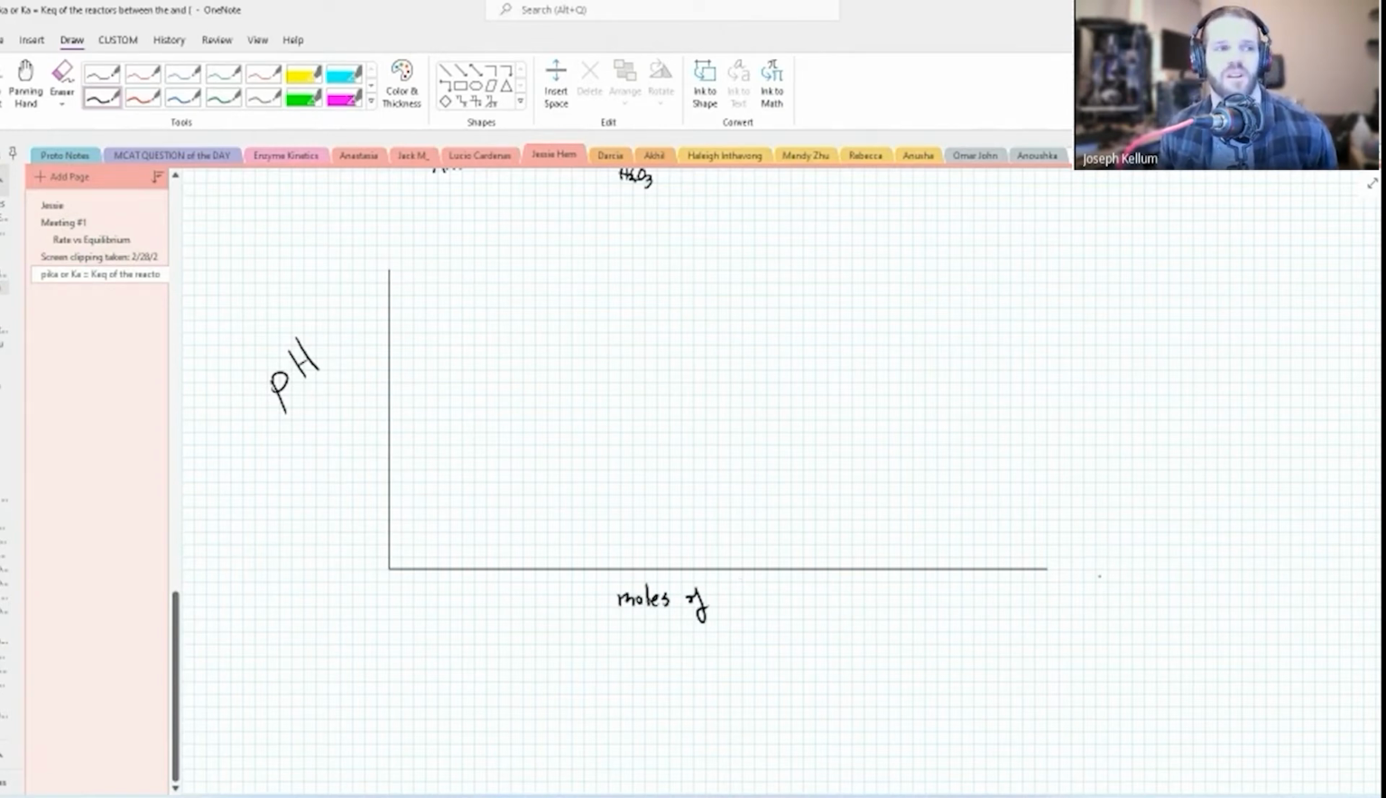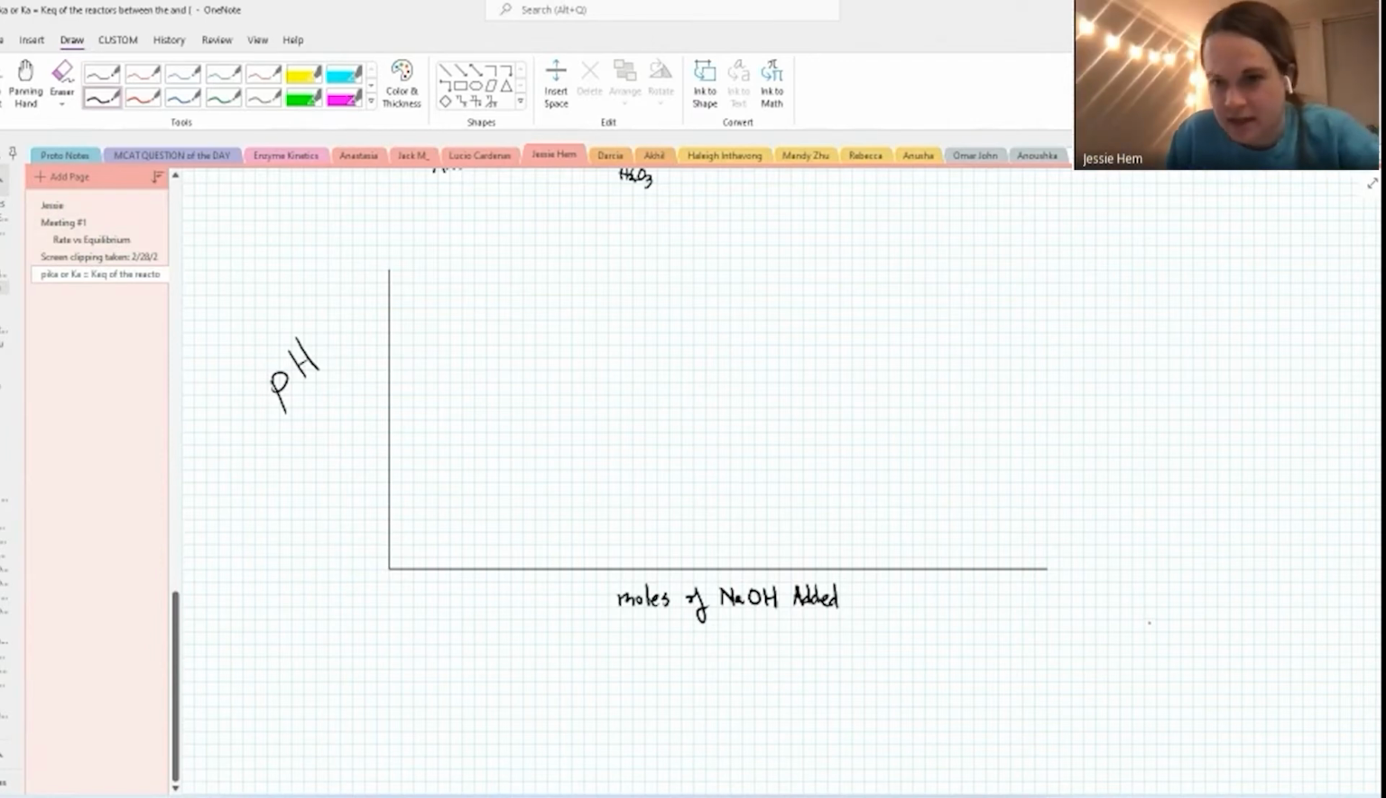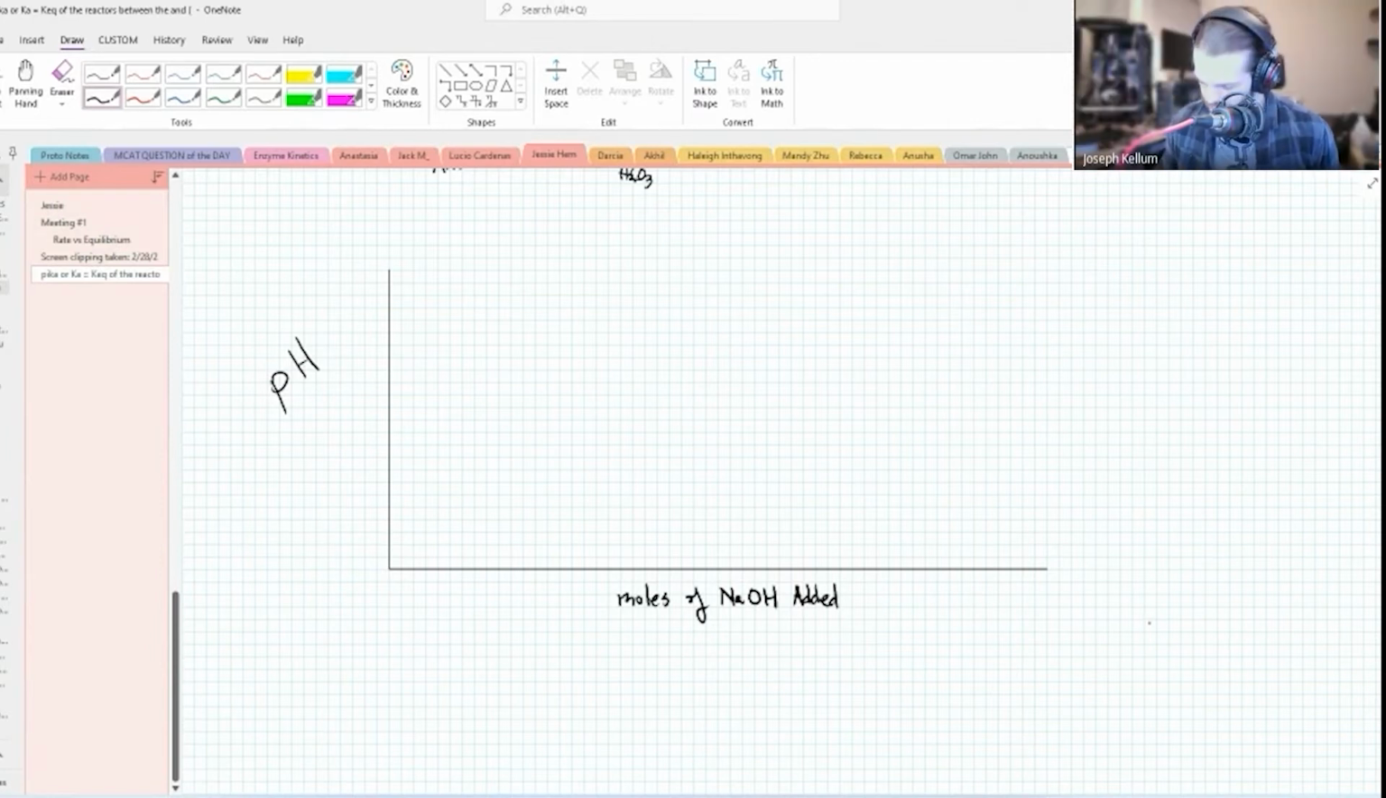So let's say that we start out with an unknown quantity of a certain acid. So we're going to say moles of NaOH added, so moles of strong base added to the unknown acid. At the beginning, we have 0, so we haven't put any in, and so our pH is also 0. Up here, pH is 14, meaning that we dumped a whole bunch of NaOH in there.